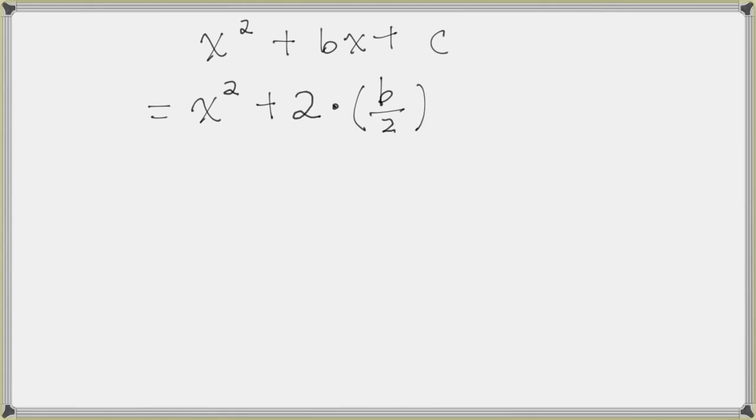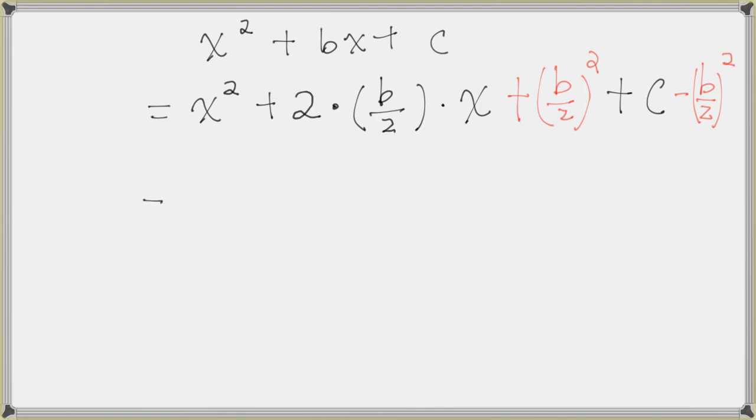If we have an x squared plus bx plus c, we're going to change this as x squared plus twice of b over 2, then times our x. I'm leaving the c out of the picture. To complete the square, I have to match this one with the (b over 2) squared. So I'm taking (b over 2) squared away here.